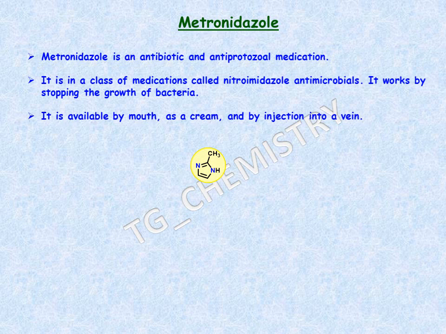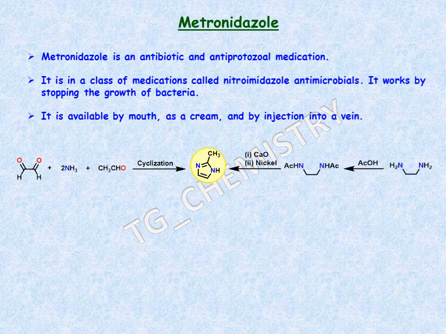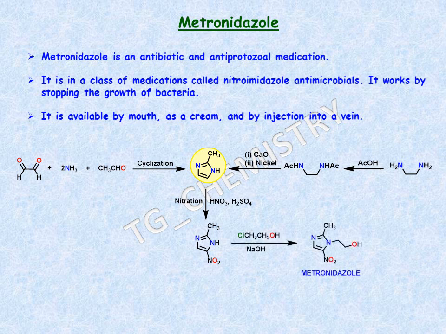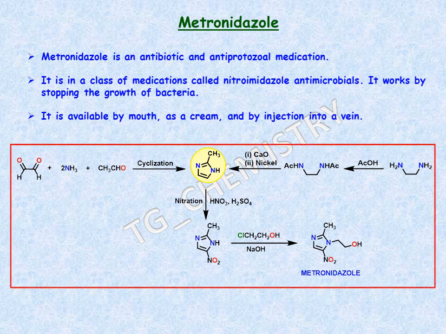Now, the key intermediate to the synthesis of metronidazole is 2-methyl imidazole, as you can see on the screen, which can be obtained in two ways, either from the reaction of glyoxal, ammonia and acetaldehyde followed by cyclization, or the other way around from ethylene diamine with subsequent steps like acetylation, which will be followed by cyclization. Now, having this 2-methyl imidazole synthesized in either way, this on nitration by means of nitric acid and sulfuric acid gives 2-methyl 5-nitroimidazole as the product. And then this one on N-alkylation with 2-chloroethanol in alkaline medium will lead to metronidazole as the target molecule.